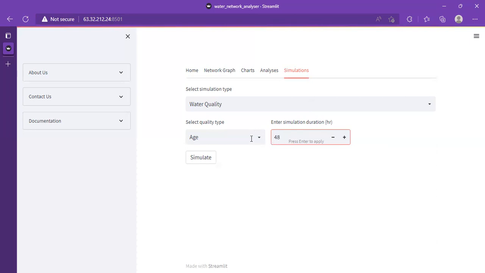So all you need to do is choose age and run the simulation. You enter the simulation duration and you run.